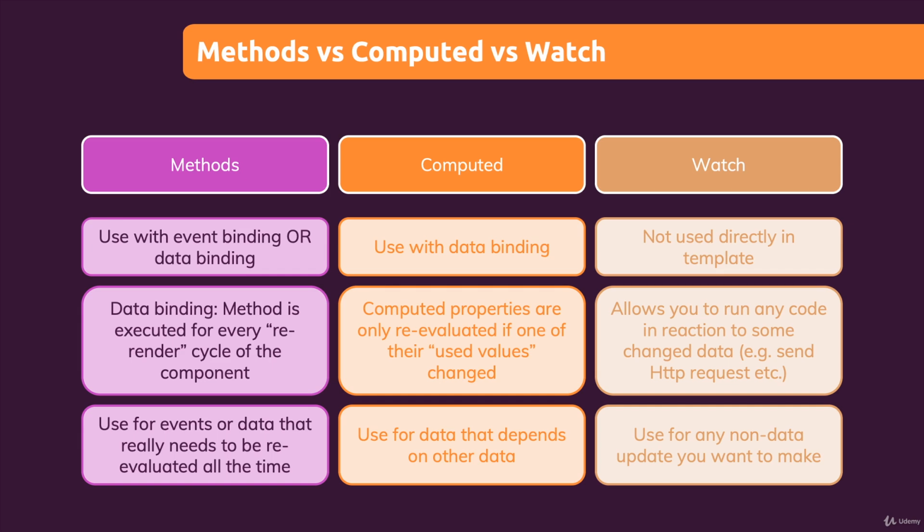Whenever you've got some behind-the-scenes work to do based on some changing data, you might want to consider a watcher. Amongst the three, watchers are probably the feature you'll use the least, because you need methods all the time with event binding and computed properties for outputting data that depends on other data.